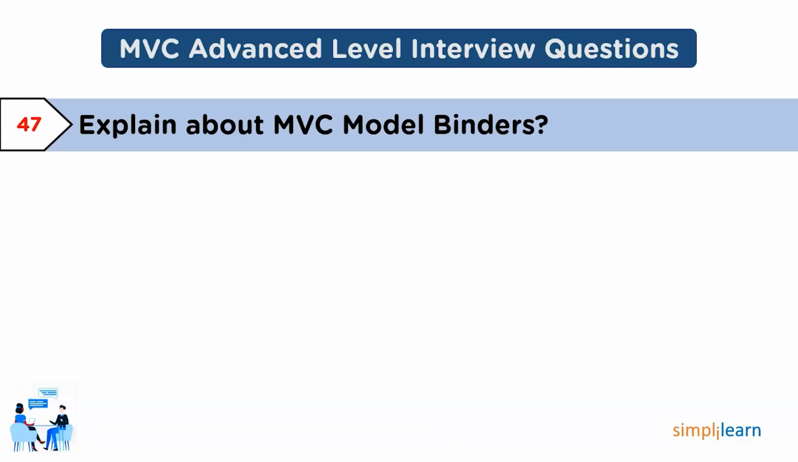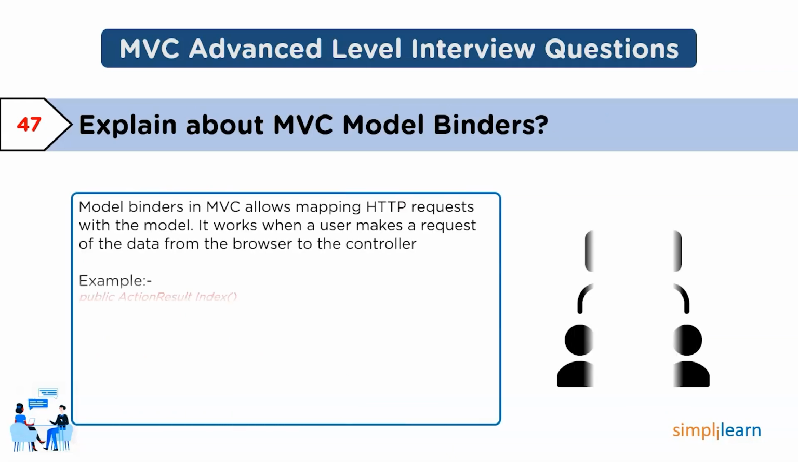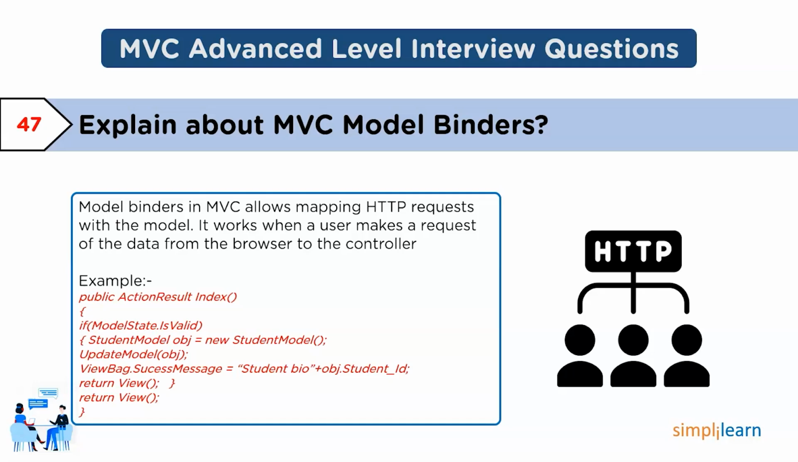Explain about MVC model binders. Model binders in MVC allow mapping an HTTP request with the model. It works when a user requests data from the browser to the controller. At this time, model binding works as a middleman to map the incoming request with the controller action method. The update model method observes the request and updates the model class. This program is the process of adding the controller with the index action method to the MVC.